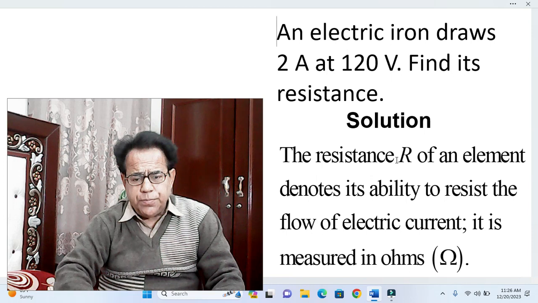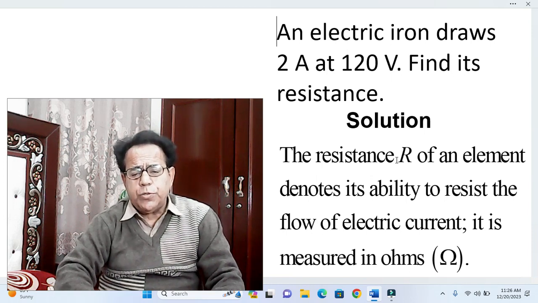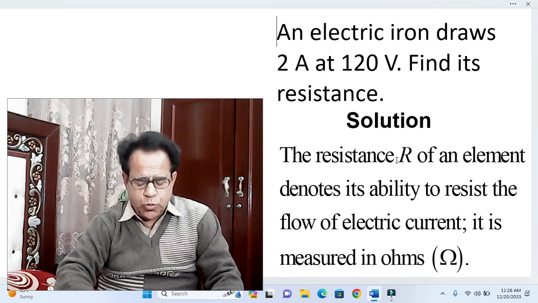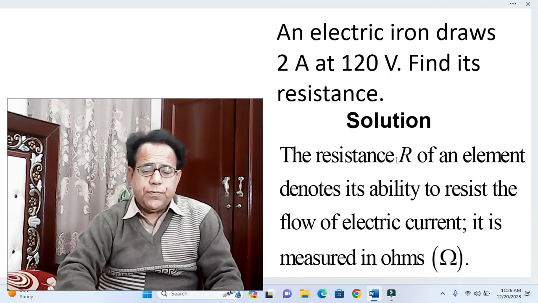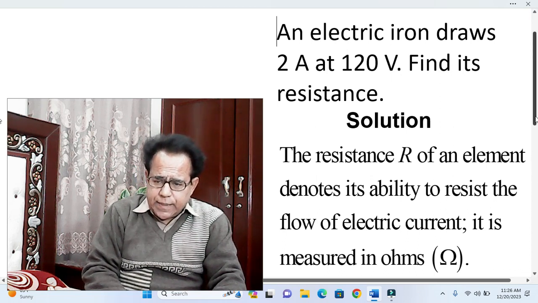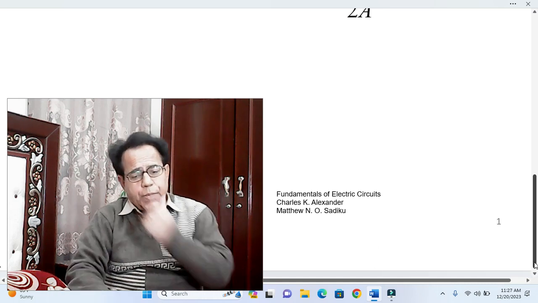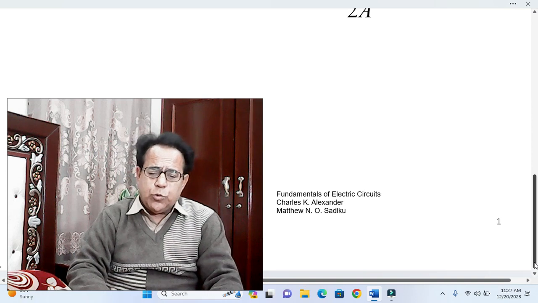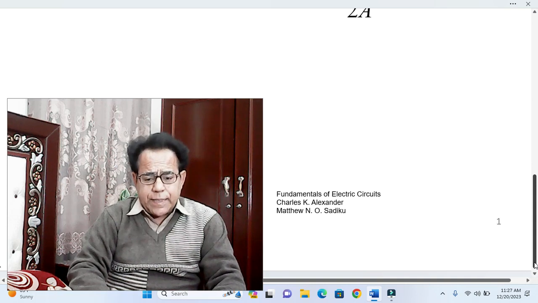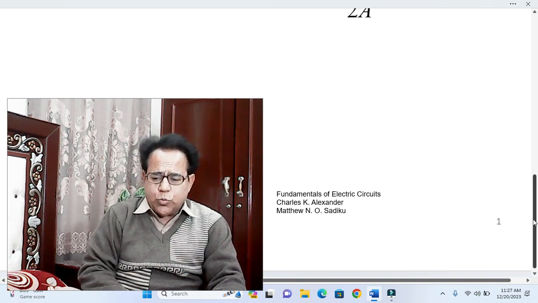This is our next problem. This problem has been chosen from the book Fundamentals of Electric Circuits. Its authors are Charles K. Alexander and Matthew N. O. Sadiku.